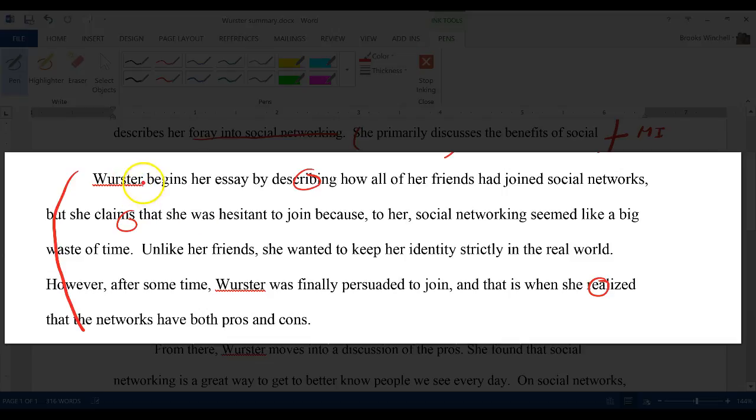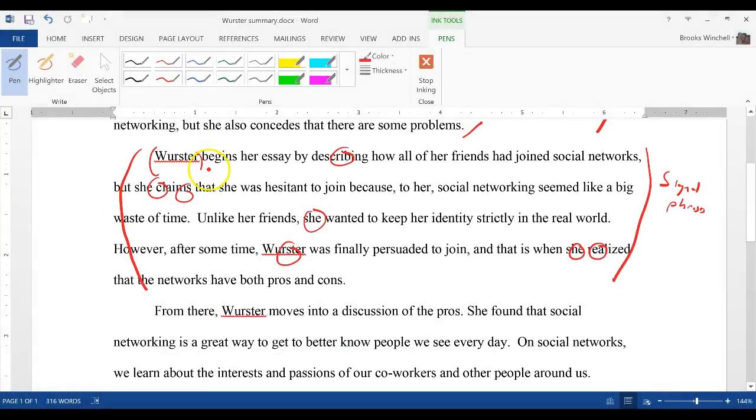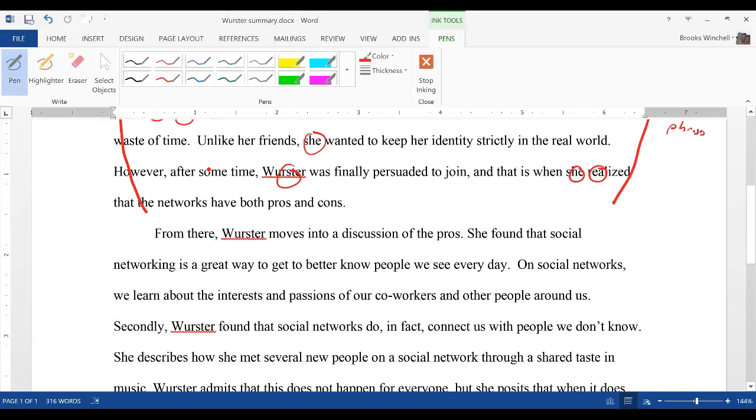Also, in most of these sentences, we kind of get the idea that this is coming from Worster. She has signal phrases. She says, Worster begins her article by describing, she claims, unlike her friends, she wanted to. However, after some time, Worster was finally persuaded to join. That's when she realized. So she's constantly referencing the author in here with her signal phrases. Actually, every single sentence references the author. You don't really notice it as you're reading. It kind of fades into the background. But you want to make sure you do it pretty frequently. So use your active verbs, use your signal phrases. But this first paragraph captures her resistance pretty well.